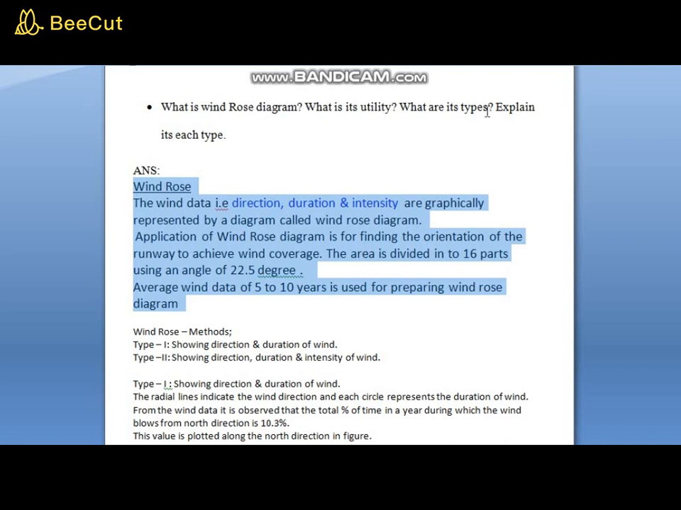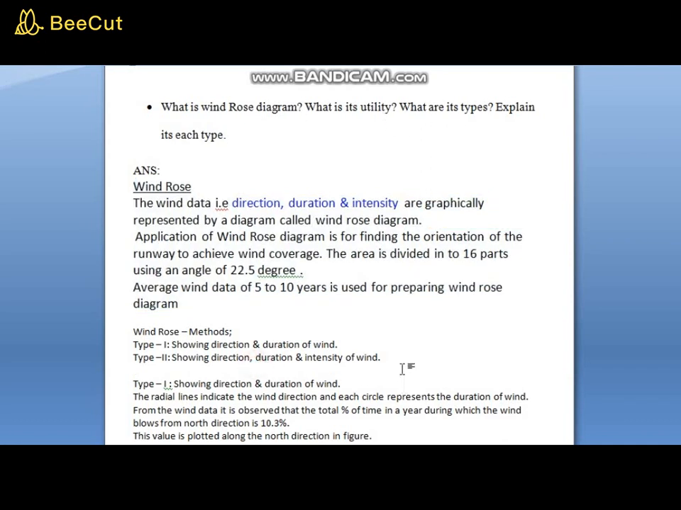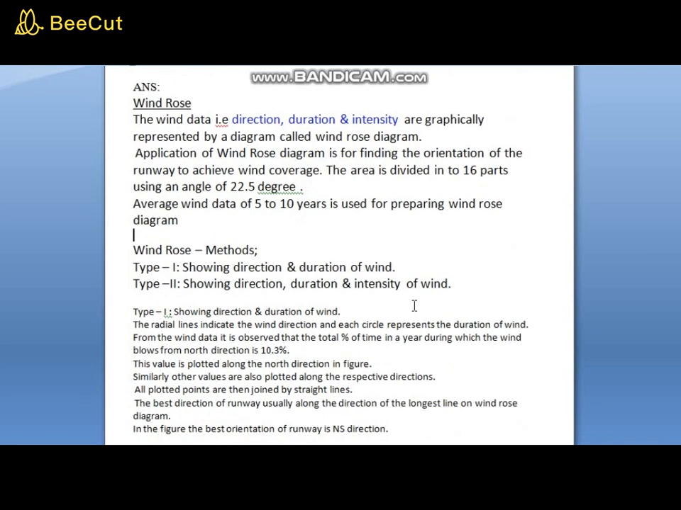Now, what are its types? Explain each type. There are basically two types. Windrose method, type 1. Type 1 is of showing direction and duration of wind. Another is type 2 diagram, which shows three things: direction, duration and intensity. In type 1 only two parameters will be shown, direction and duration. In type 2 three parameters are shown: direction, duration and intensity of wind.